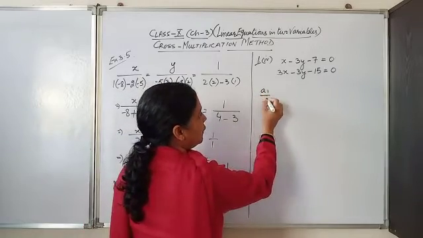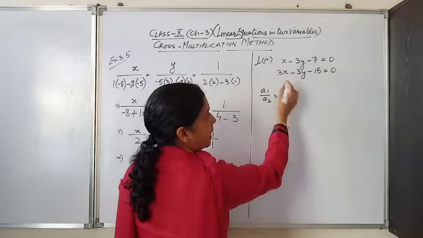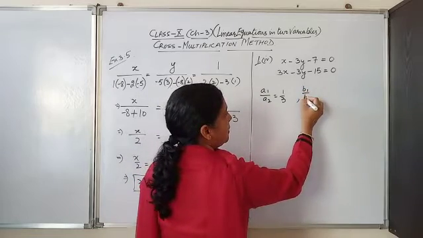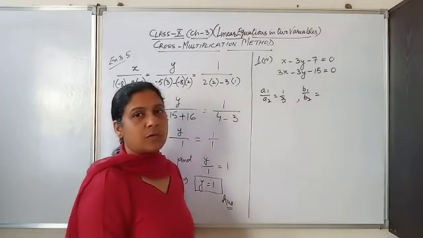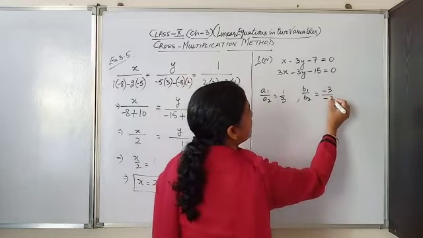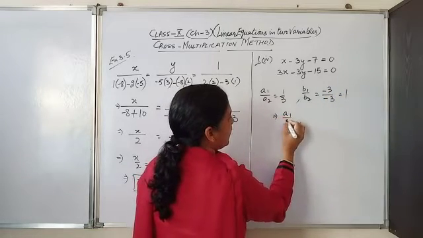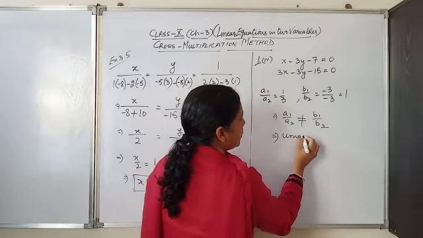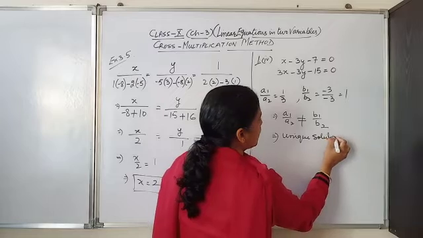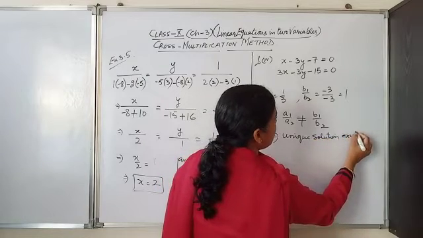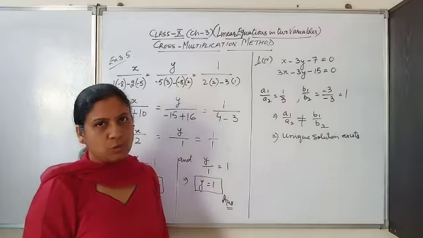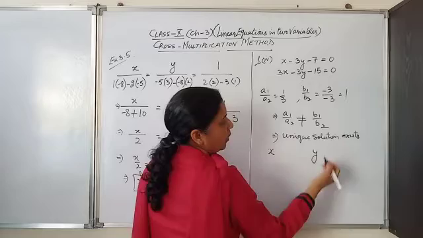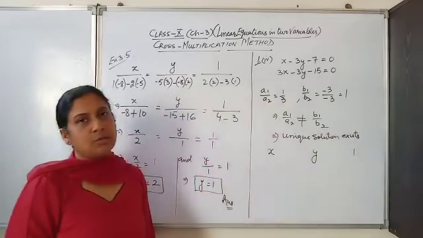Now comparison of ratios. A1 by A2 is the ratio of the coefficients of x. B1 by B2 is the ratio of the coefficients of y. That is, A1 upon A2 is not equal to B1 upon B2. So you can write down unique solution exists. When unique solution exists, then only we move ahead. I have told you previously also. So let's move ahead. The variables x, y, and for constant I am going to write down 1.